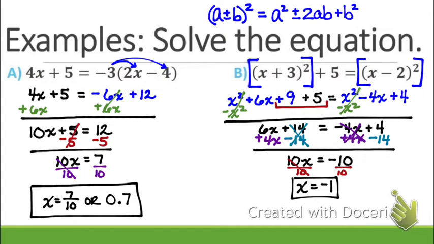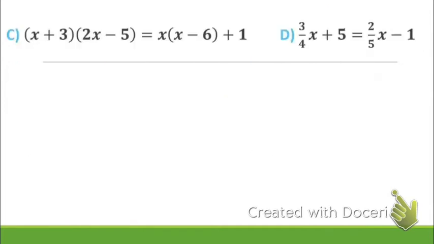Let's go look at another one. You guys okay if I put up the next two? Okay.